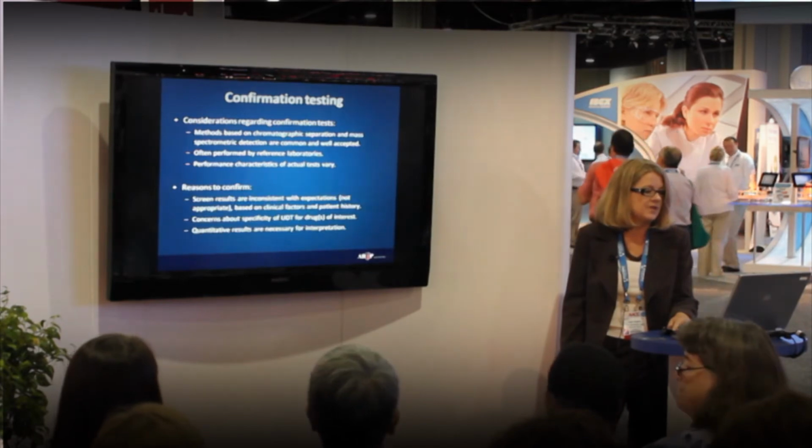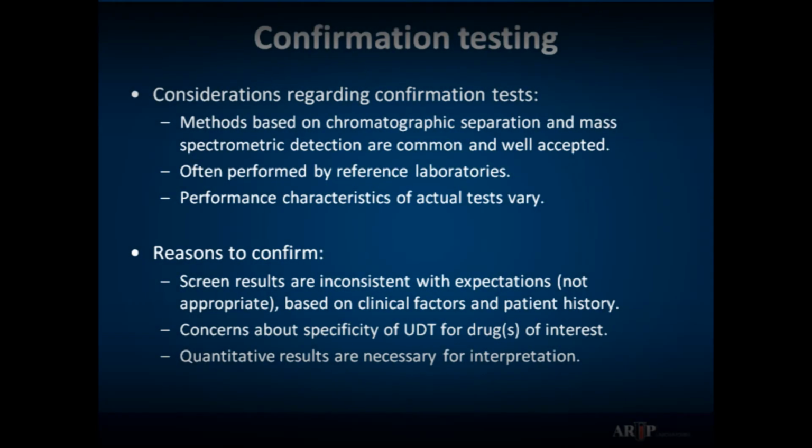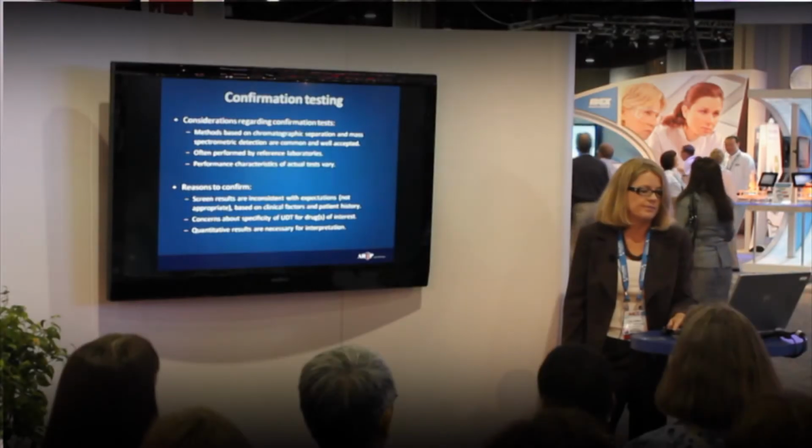So to reiterate the main reasons to confirm results: first, when the screen results are inconsistent with expectations; second, when there are concerns about specificity of the screen that was used; and third, when quantitative results are necessary for appropriate interpretation of results. And so I'll give you a couple of examples near the end about when quantitative results might be very useful.